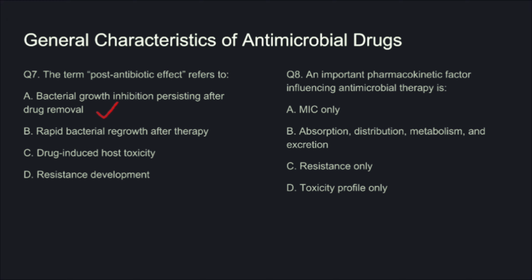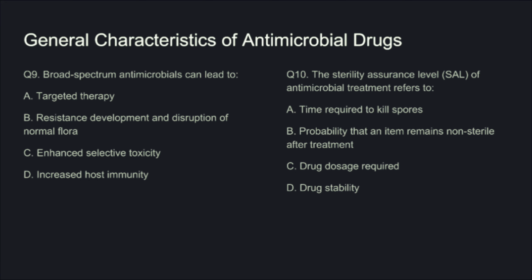Now question number 8. Some important pharmacokinetic factor influencing antimicrobial therapy is. Options are A, MIC only, B, absorption, distribution, metabolism and excretion, C, resistance only, D, toxicity profile only. So the correct answer for this is option B, absorption, distribution, metabolism and excretion. So pharmacokinetics, it determines the drug levels at infection sites and dosing regimes. Okay. Now next is question 9.